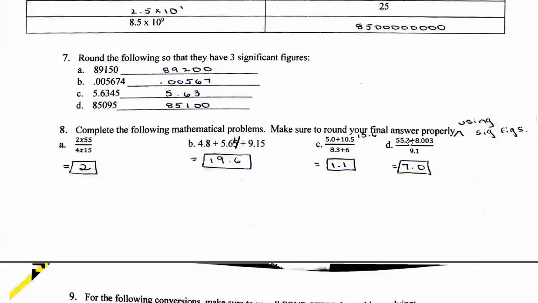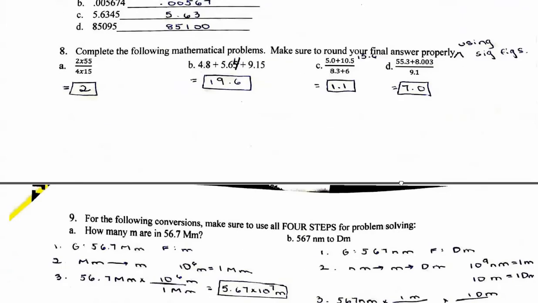Same thing here. I'm adding first. Notice that this has 1 decimal place, so this answer is going to have 1 decimal place. Right, so I believe it's 65.3, correct me if I'm wrong, but 65.3 divided by 9.1, now I'm dividing, okay, 65.3 has 3 sig figs, this has 2, so my final answer needs 2, so it's 7.0.